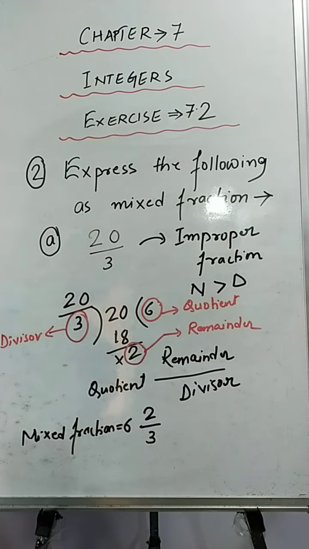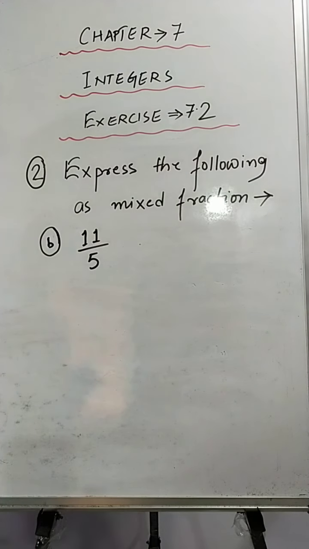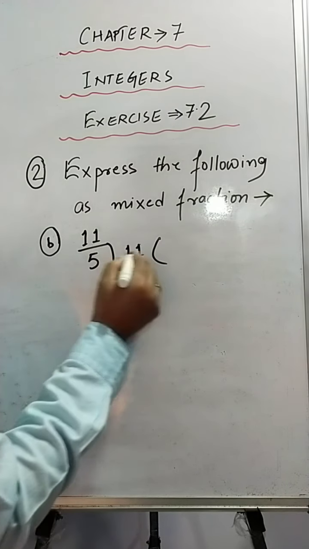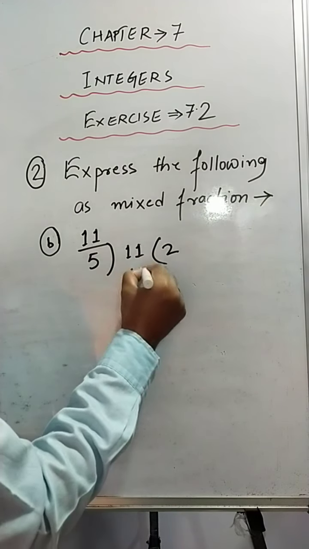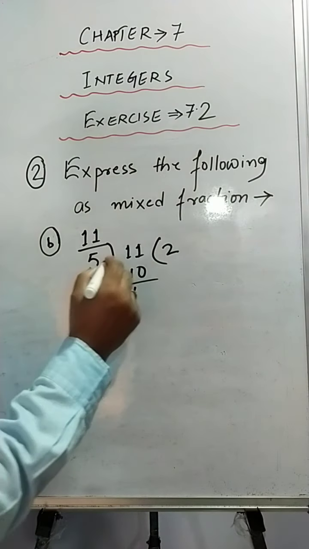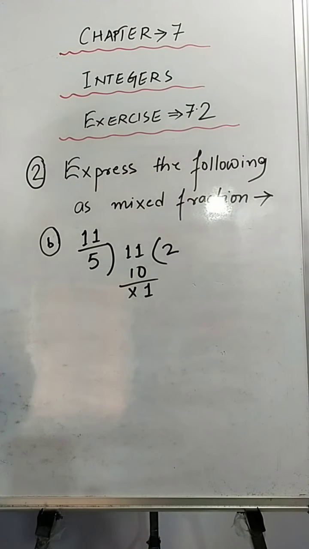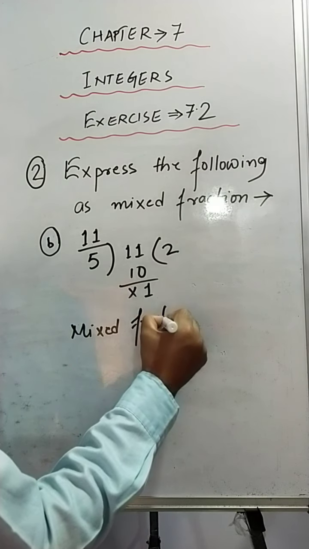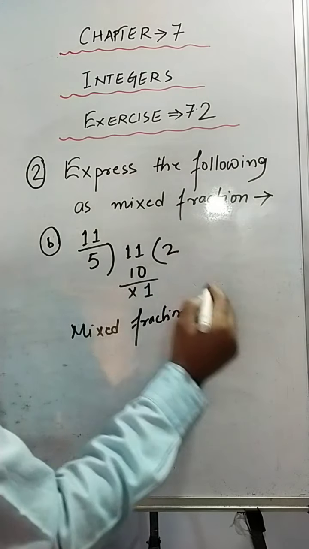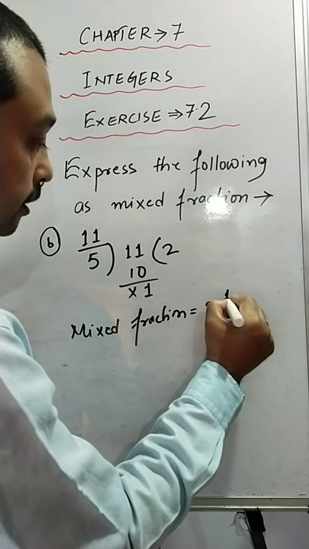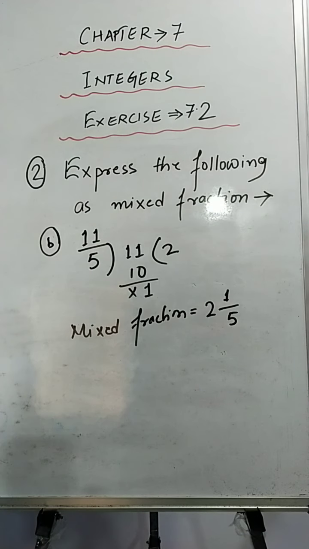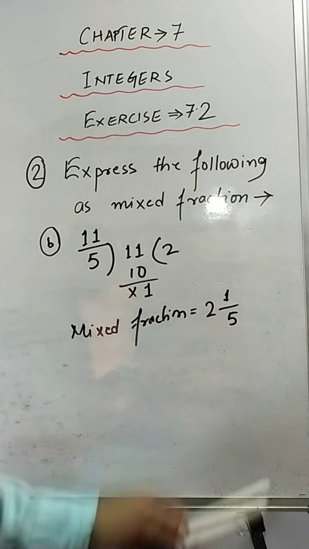Okay. Now let's move on to sum number B. In sum number B, we have 11 by 5. So 11 divided by 5 would be 5 2s are 10. So 10 is the closest number to 11. So the difference is 1. So the required mixed fraction would be what? Quotient, remainder, divisor. So this is the required mixed fraction, boys. That is 2 1 upon 5. Fine. Or you can say 2 whole 1 by 5.